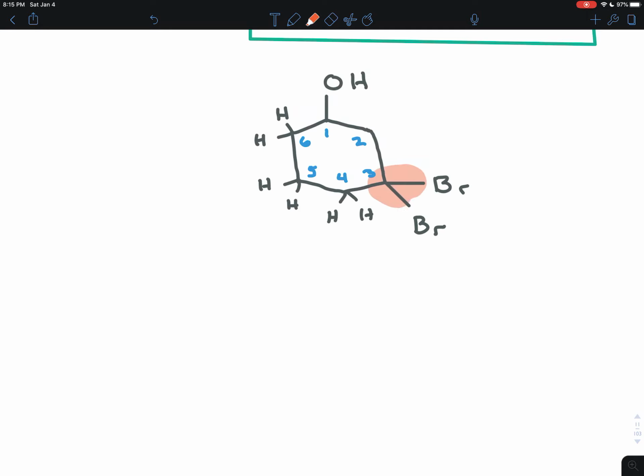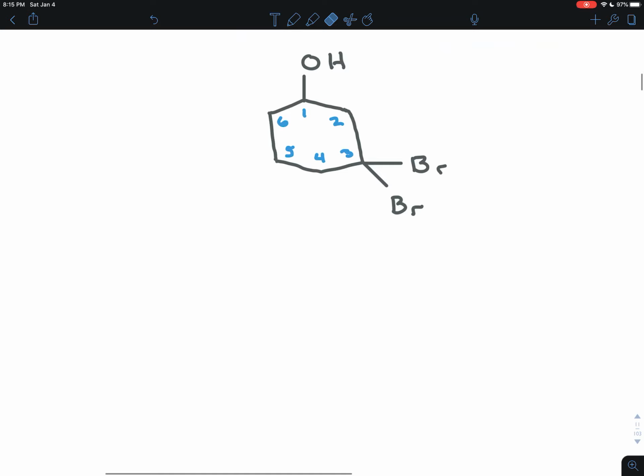Okay, this carbon is bonded to bromine twice. It's bonded to two branches that are the same, so it can't be bonded to four different things, so that's not the chiral center. Likewise, each of the rest of these carbons is bonded to hydrogen twice. So it's bonded to the same type of branch twice. And so none of them could be chiral centers. Which means that the chiral center has to be where the OH is.